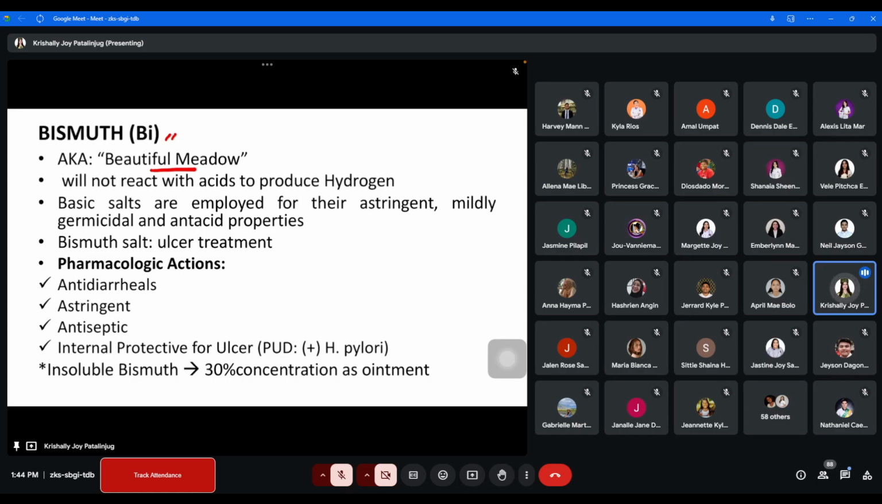Okay, then last element under group 5A is bismuth, also known as beautiful meadow. It will not react with acids to produce hydrogen. Kasi na-mention natin kanina, metallic yung property niya. That's why when its oxide reacts with water, it will form a base solution. So it doesn't produce hydrogen kasi basic yung character. Bismuth is at the bottom part of group 5A, so metallic yung property ng bismuth.